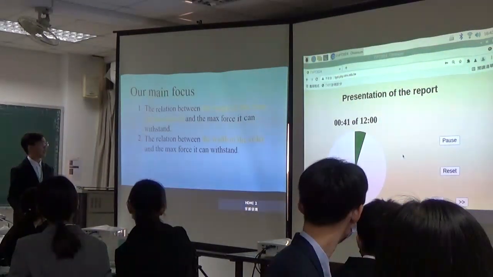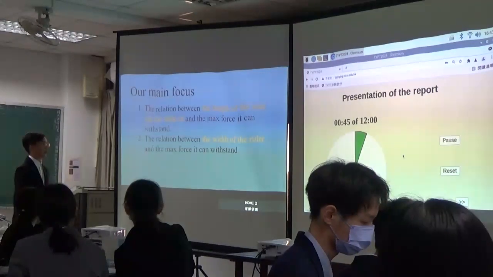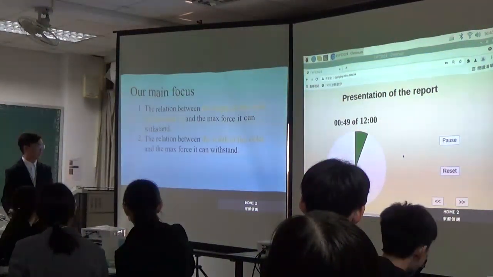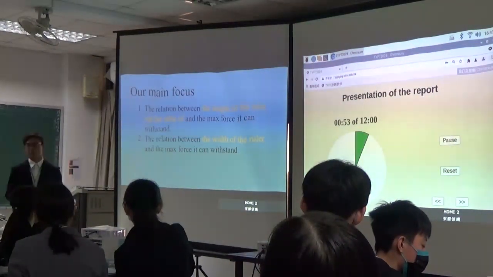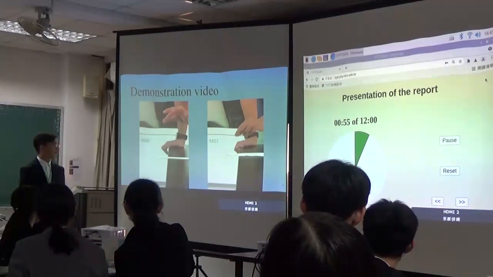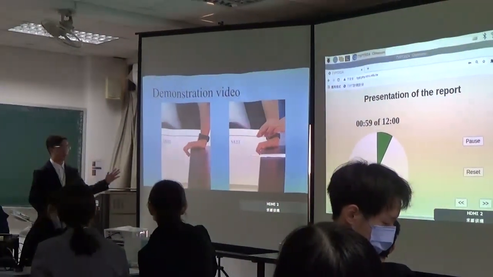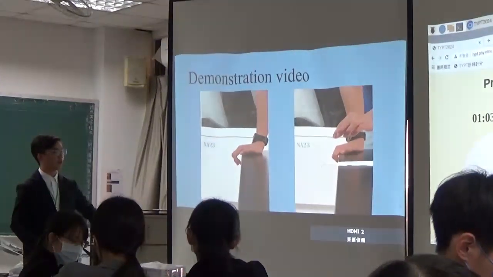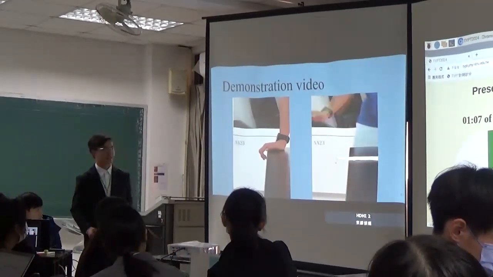And here's our main focus. We will be discussing the relation between the length of the ruler out of the table and the max force it can withstand, and the relation between the width of the ruler and the max force it can withstand. And so here's our demonstration video. You can see if there is no paper covering the ruler, the ruler will fold. And if you cover it with a piece of paper, the ruler stays still.